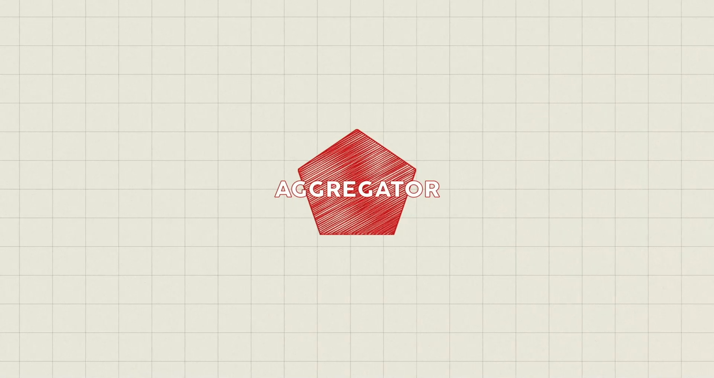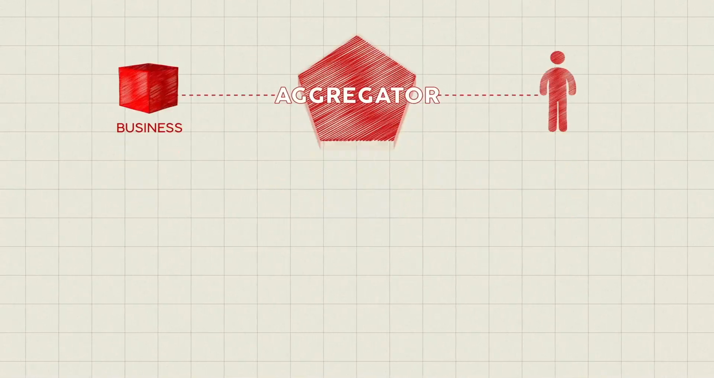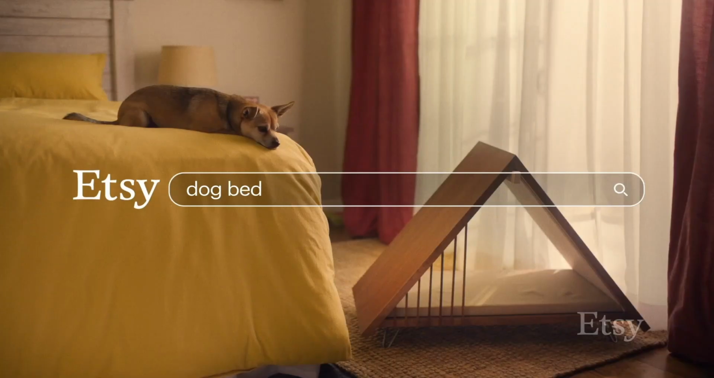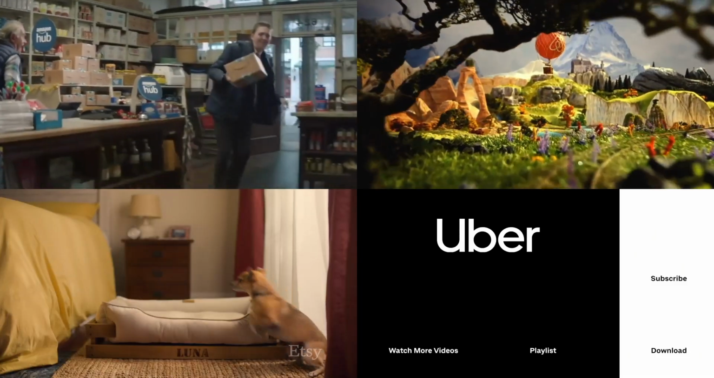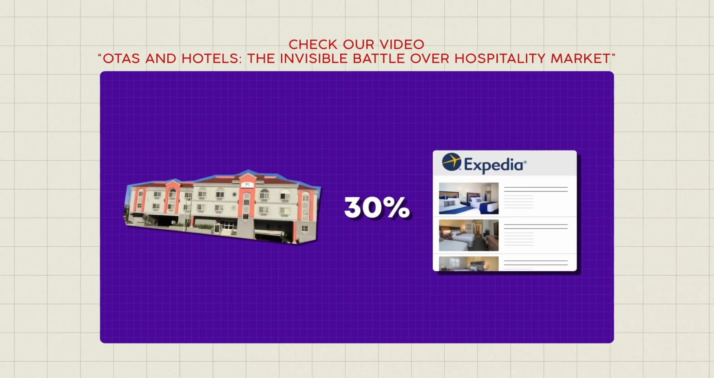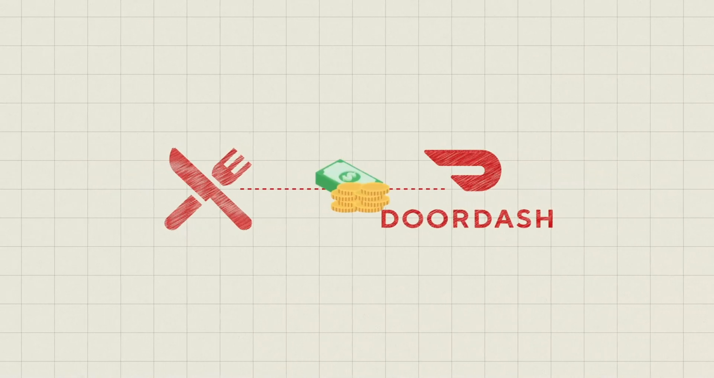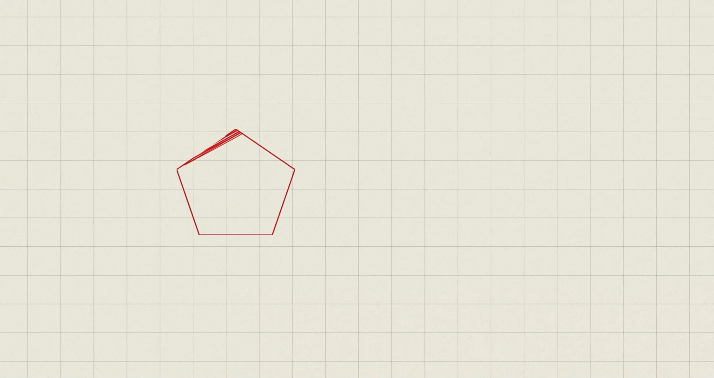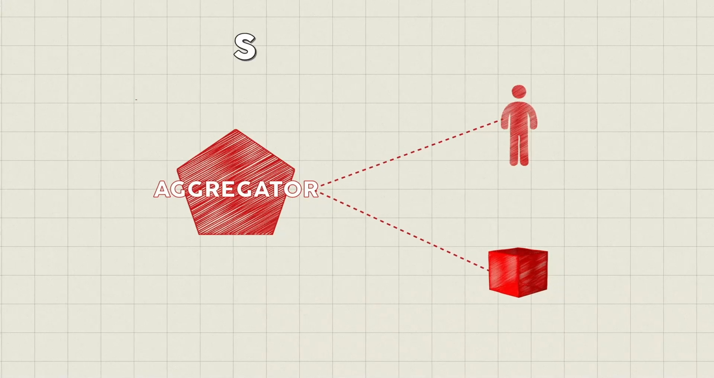Online marketplaces and aggregators that work as an intermediary between end users and other businesses use a commission-based revenue model. Amazon, Etsy, Airbnb, Uber, and many more platforms charge sellers or suppliers when a sale is made on the platform. For example, hotels give up 30% of the booking when people book a room on Expedia. Drivers give money to Uber, restaurants share their profits with DoorDash, and airlines pay for a chance to appear in the Kayak search results. Some aggregators charge customers, not suppliers, or both at the same time. This is called service fee.